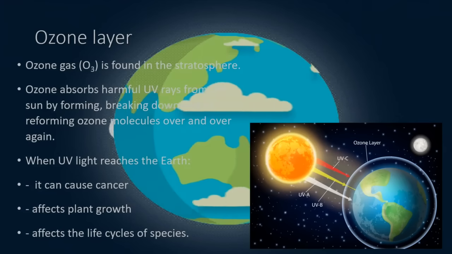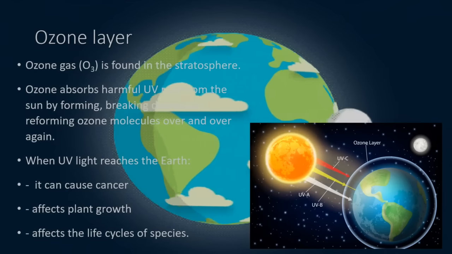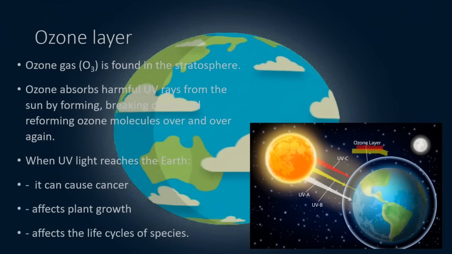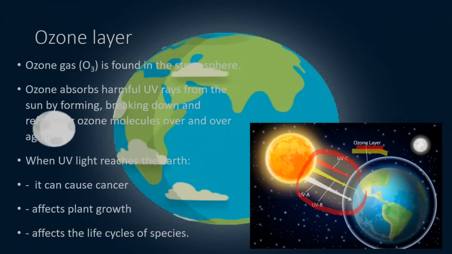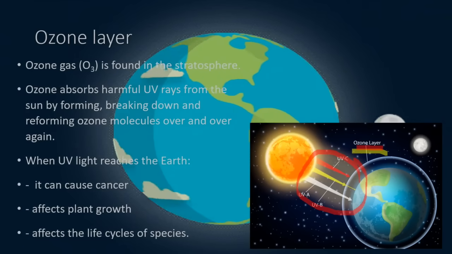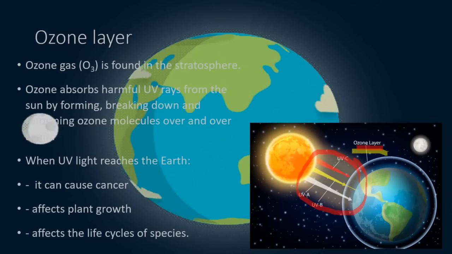As you can see in the diagram over here, our ozone layer over there is responsible for absorbing any UV ray that comes towards Earth. Those rays that come through will then increase the temperature slightly within the stratosphere.